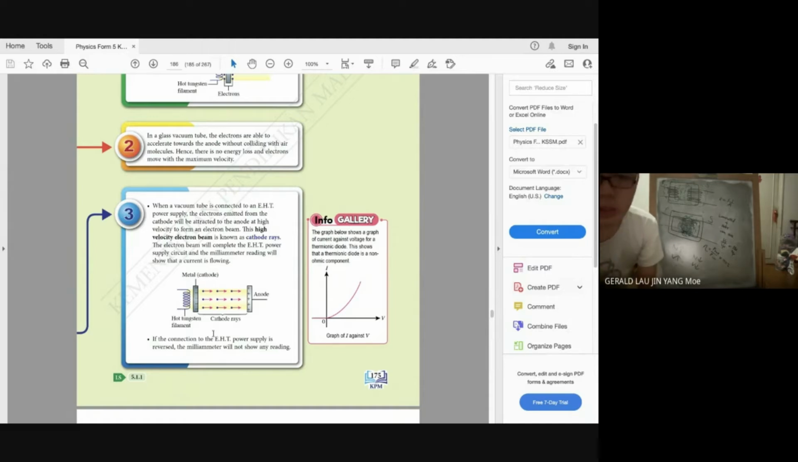Very easy only, just the concept. If the connection to the EHT power supply is reversed, the milliammeter will not show any reading, because your anode doesn't have electrons. It is your cathode that has the electrons. That's why it will flow from the cathode to the anode.